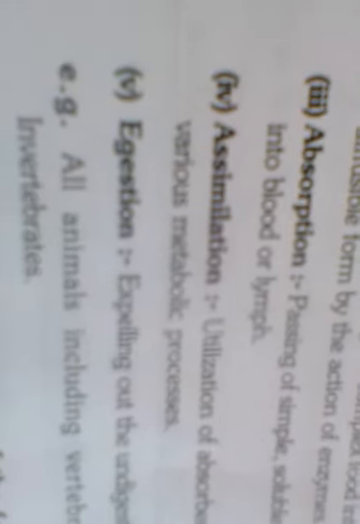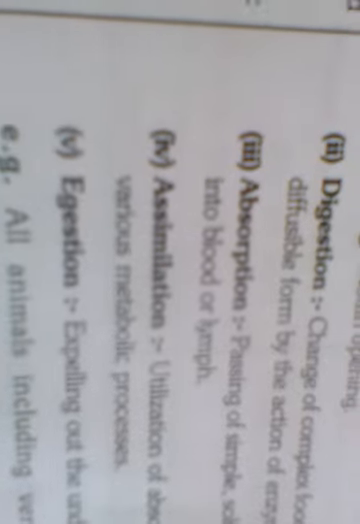Holozoic nutrition contains 5 steps. Ingestion, that means taking intake of food inside the mouth, then digest it in the body. Third is absorption. Fourth is assimilation, that means utilization of the food for various purposes. And finally the egestion, that means waste material produced in the metabolic activity is egested out of the body.